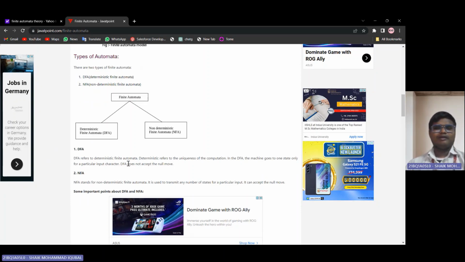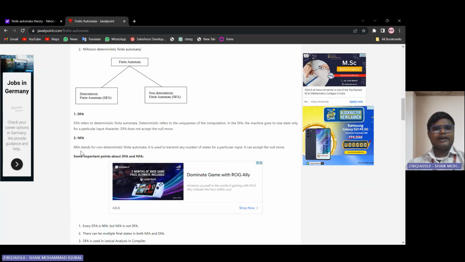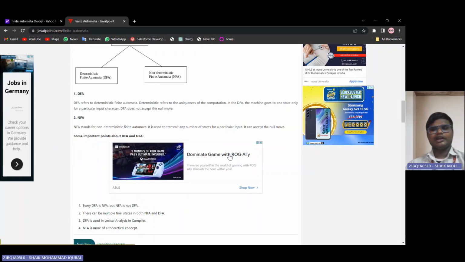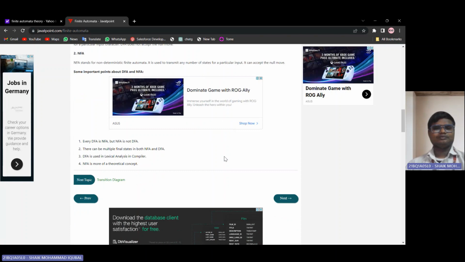DFA refers to the deterministic finite automata. Deterministic refers to the uniqueness of the computation. In the DFA, the machine goes to one state only for a particular input character. DFA does not accept the null move. NFA stands for non-deterministic finite automata. It is used to transit to any number of states for a particular input. It can accept the null moves.